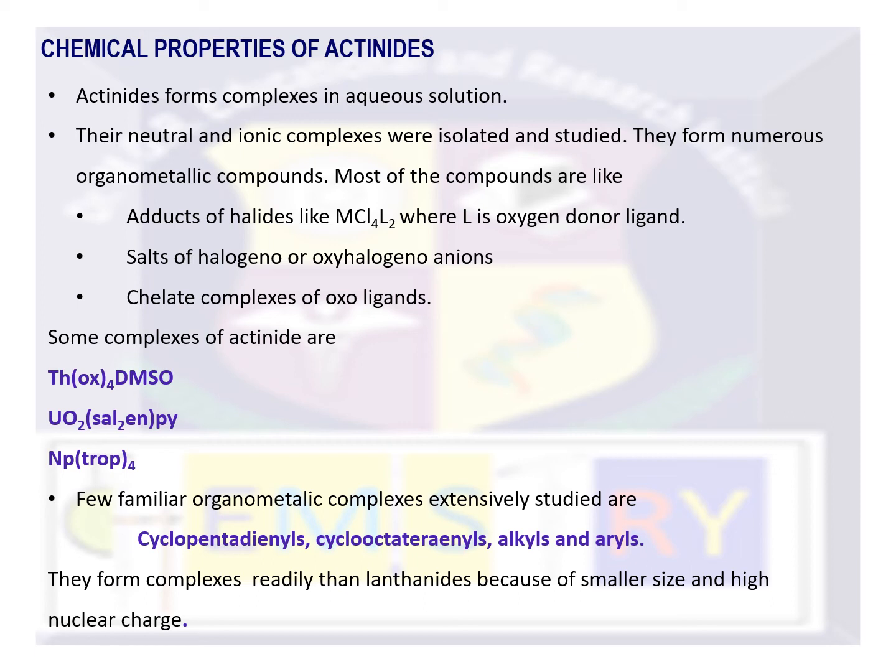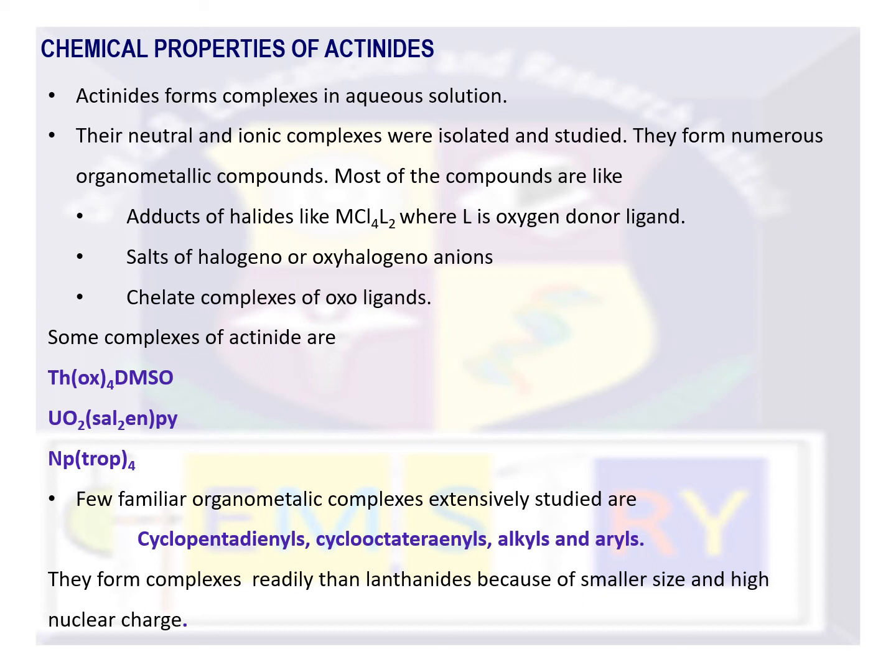In our lower classes we have seen organometallic compounds represented as RMgX. R is an alkyl or an aryl group, Mg is the magnesium, and X is the halide. That's what we have seen in our lower classes. Likewise, these actinides can form organometallic compounds. So instead of Mg, we are going to have an actinide element. Okay, and the halide can be a chloride or anything else.